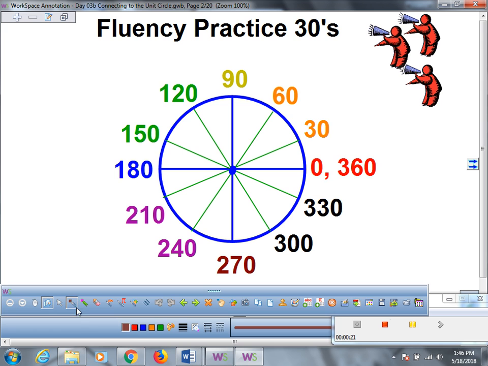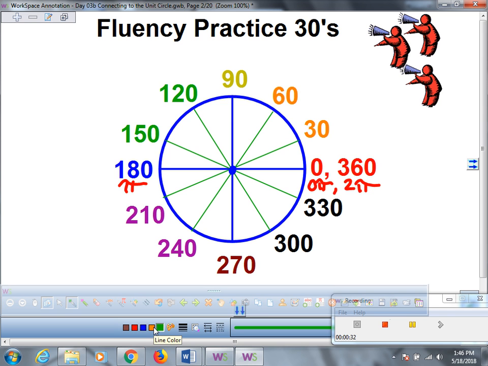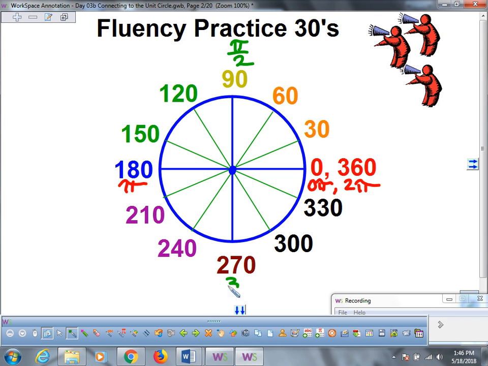Caitlin. All right, so I'm going to do my benchmarks first. This is 0 pi, comma 2 pi. This is pi. What am I going to do next? Half pies. Here's a half pi and a 3 half pi.